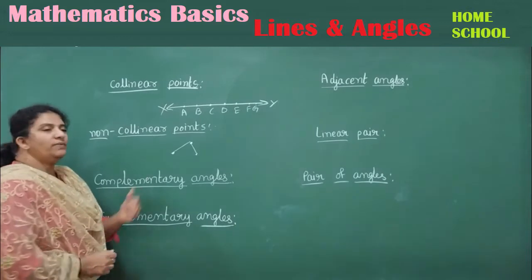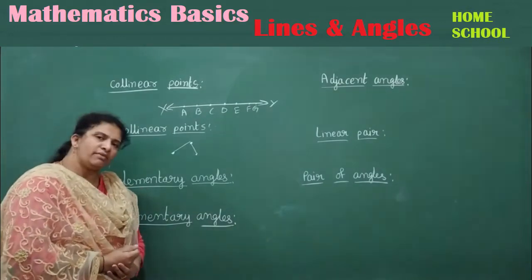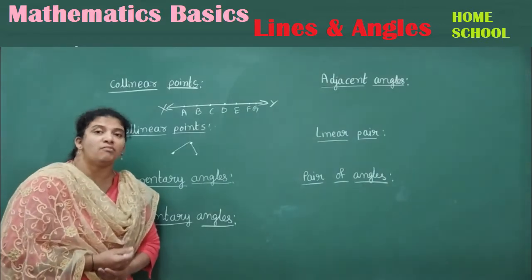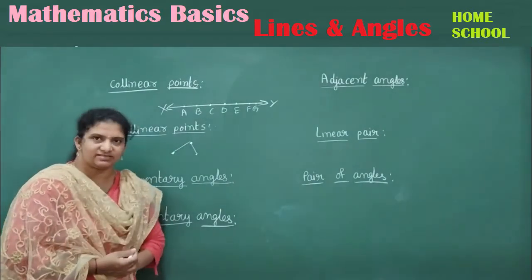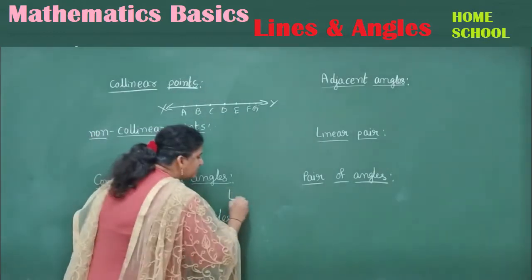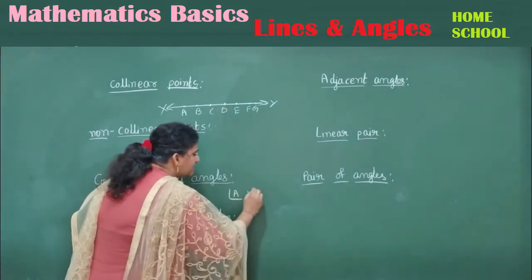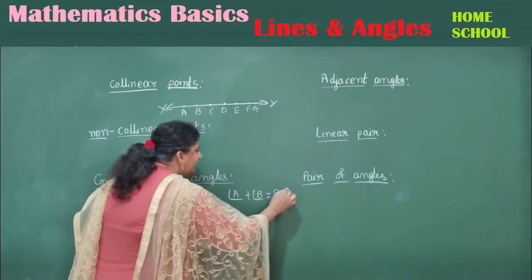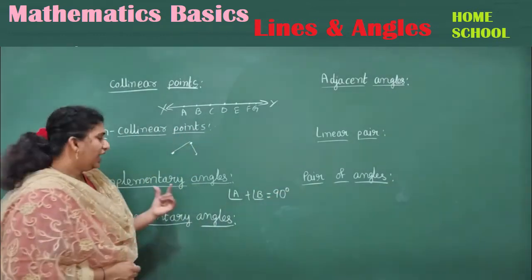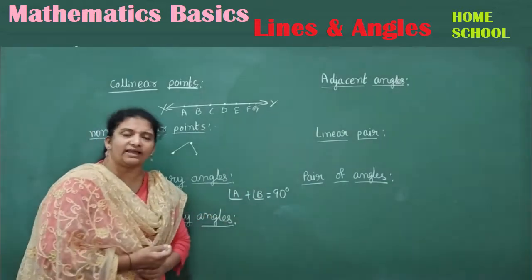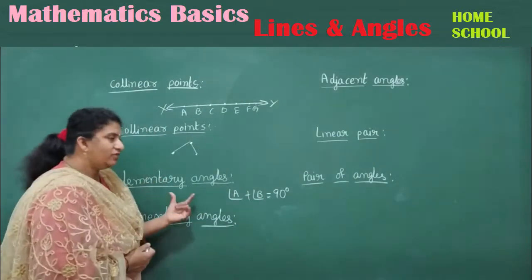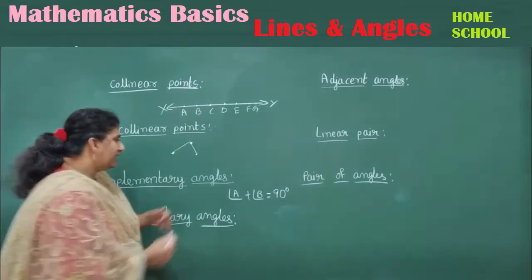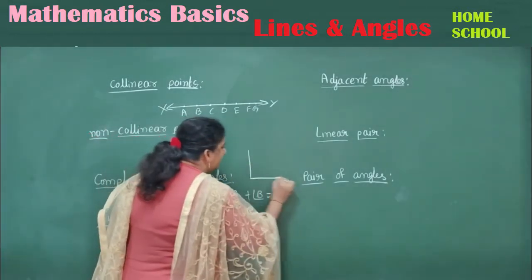So complementary angles. What do you mean by complementary angles here, children? If the sum of any two angles... so let's take any angles, children. Angle A plus angle B is equal to how much? 90 degrees. If the sum of any two angles is 90 degrees, then those types of angles are called complementary angles.